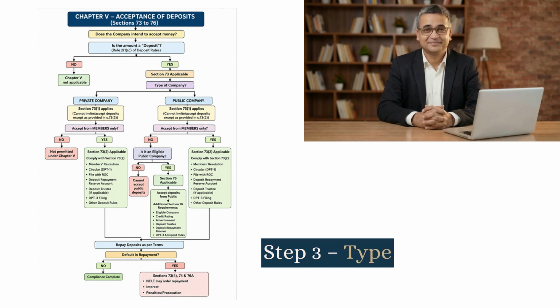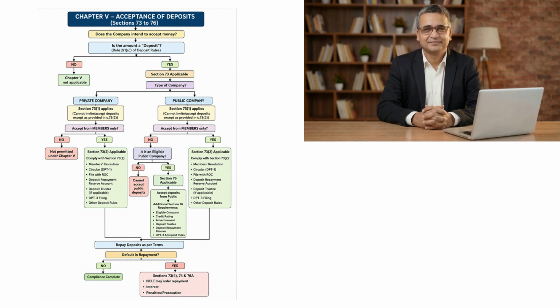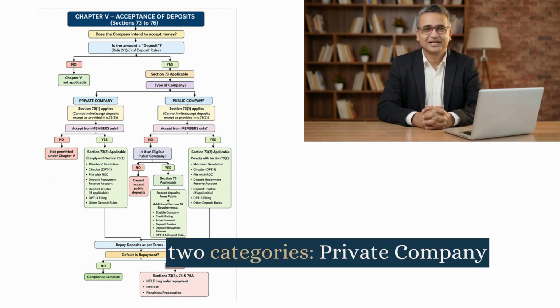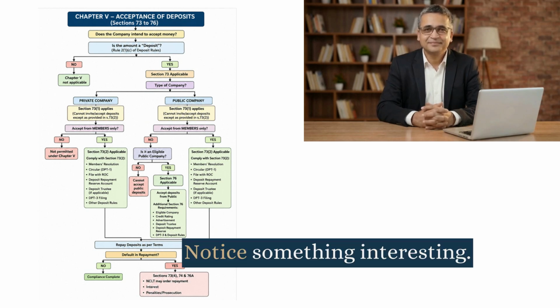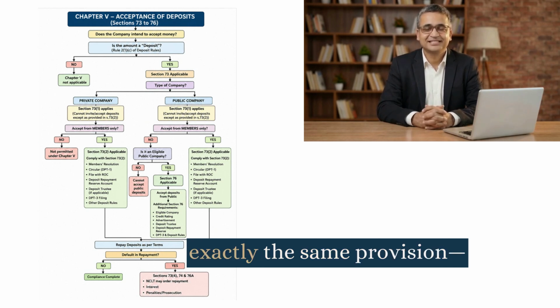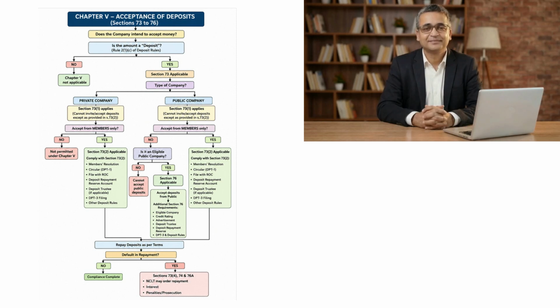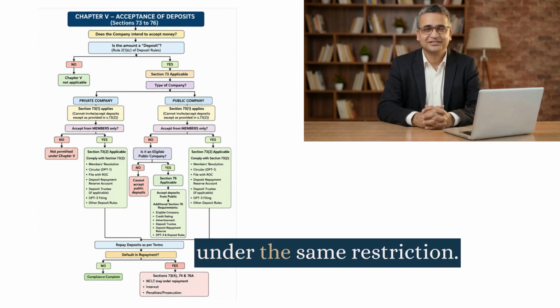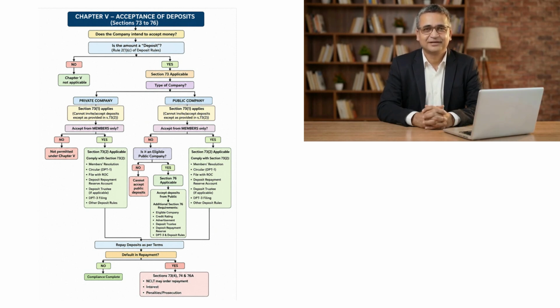Step 3. Type of company. Now move down in the flowchart. Split the companies into two categories, private company and public company. Notice something interesting. Both branches begin with exactly the same provision, Section 73(1). That means both are under the same restriction. This is an important examination point.